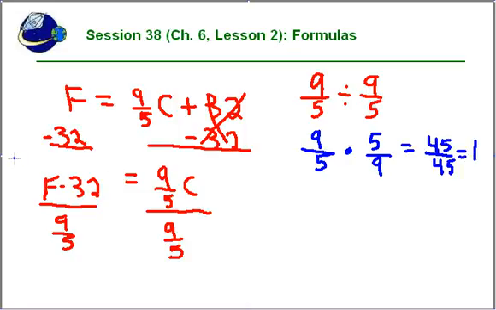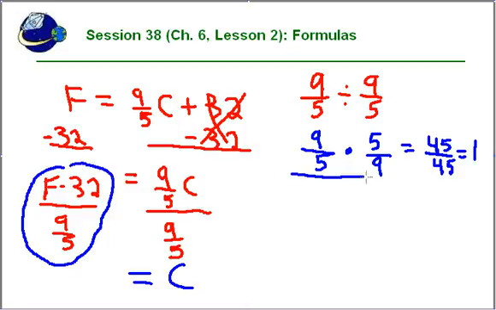So getting back here to f minus 32 divided by 9/5 and 9/5 times c divided by 9/5, we can quickly see that our right-hand side is just going to be left with the c, because 9/5 divided by 9/5, as we saw up here, is just 1, and 1 times c is c itself. Over here, however, what I'd like to do is just rewrite this over here on the right-hand side so that we can see it a little bit better.